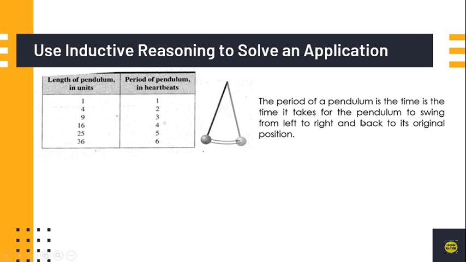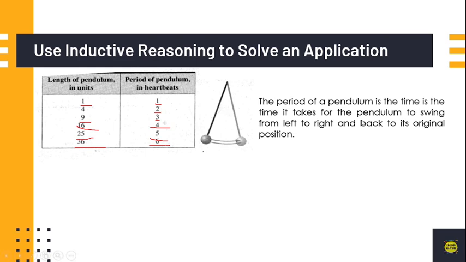So if the length is 1 unit, its heartbeat, or its period, is 1 heartbeat. If the length is 4, it becomes 2. If the length is 9, it becomes 3. And 16 becomes 4. And 25 becomes 5. And 36 becomes 6.